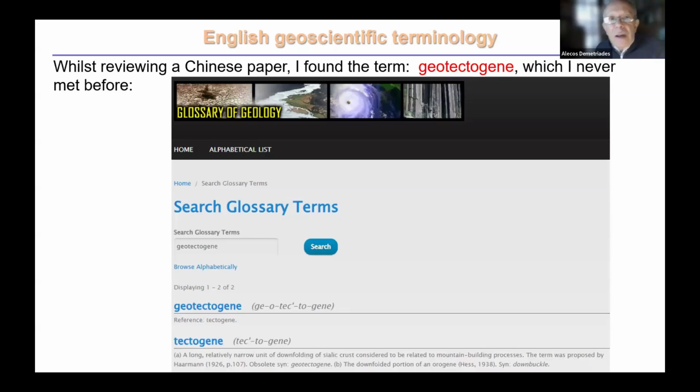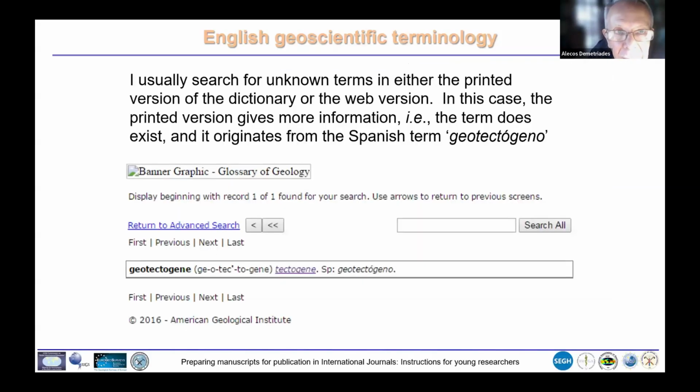So while reviewing a Chinese paper, I found the term geotectogeny, which I never met before. So I searched the glossary, the online one, and I found that it does exist. But I usually search for unknown terms in the printed version, and in this case, the printed version gives more information. The term does exist, and it originates from the Spanish term geotectogeno. Lola, you can pronounce it better than me. And as you can see, it gives you more information.